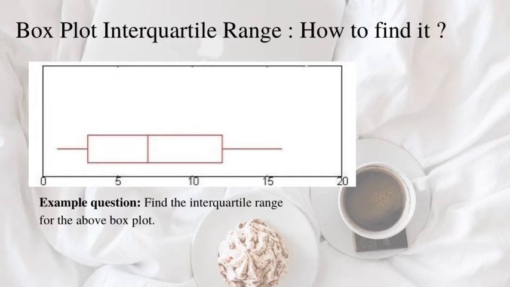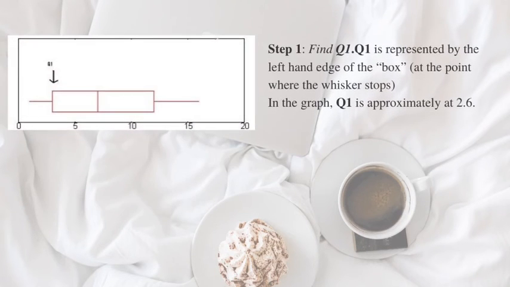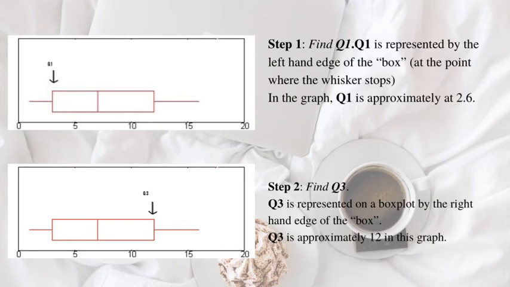Next, we move to the box plot interquartile range. How to find it? Example: find the interquartile range for the above box plot. Step 1: find Q1. Q1 is represented by the left-hand edge of the box, at the point where the whisker stops. In the graph, Q1 is approximately 2.6.